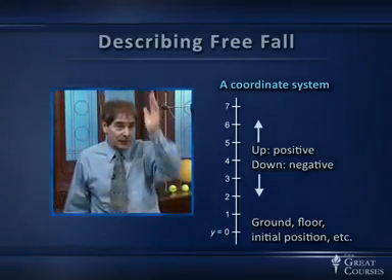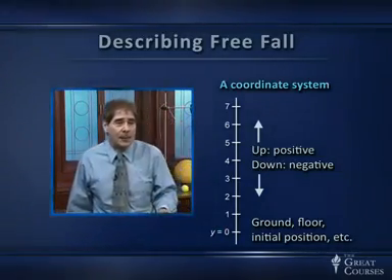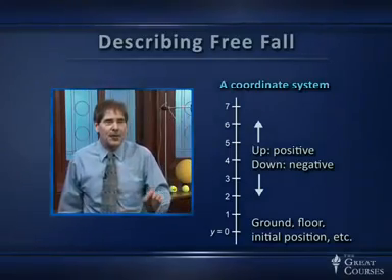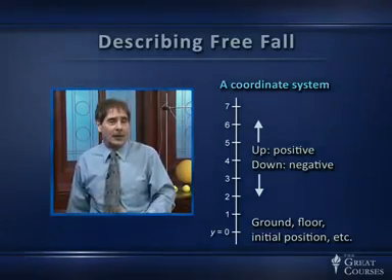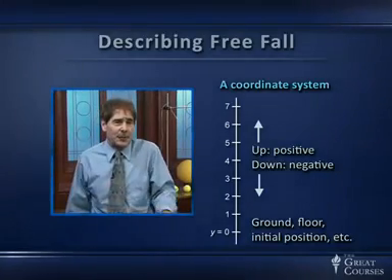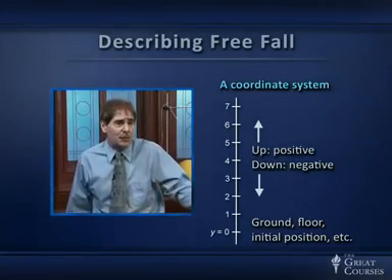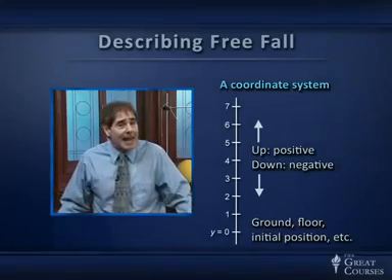I could have called the vertical position x or z or anything I wanted, but I'm going to call it y. So I'm going to take y equals 0 at the ground. Here I show a picture of our coordinate system. Y equals 0 is at the ground, or maybe the floor, or maybe the initial position of some object. It didn't have to be.